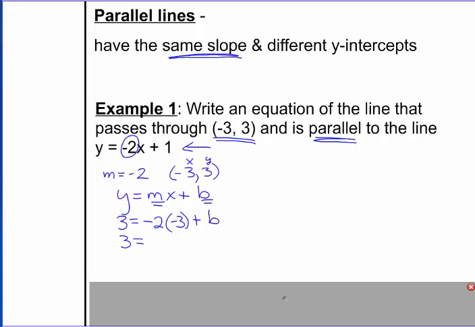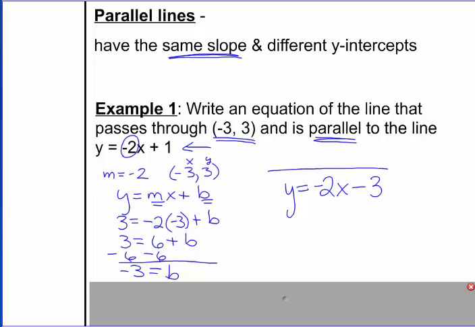So we have 3 = 6 + b. Be extra careful with your positives and negatives. Subtract 6 from both sides. You get b is equal to -3. So then we write our final equation. y = -2x, plugging in the slope, and then plug in the b, which is -3. This line is parallel to the line that was given before. So those are parallel lines.